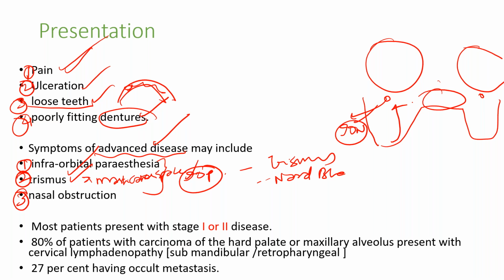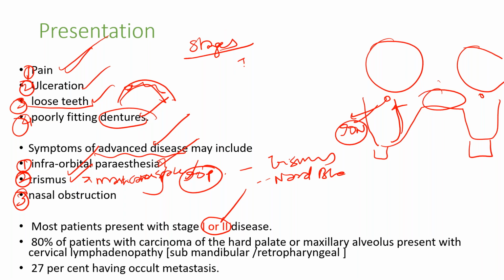So the tumor can go to this side and then can form infraorbital paresthesia. Infraorbital paresthesia, very important. And most patients present with stage 1 and stage 2. As you should know, stages of the disease are very important. I was keeping on telling you.